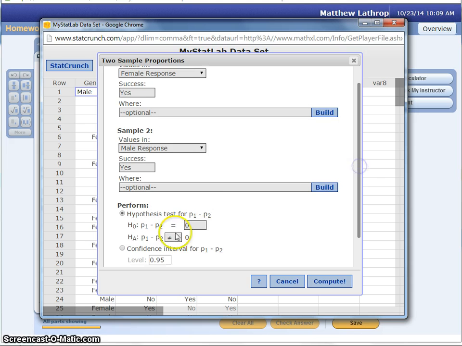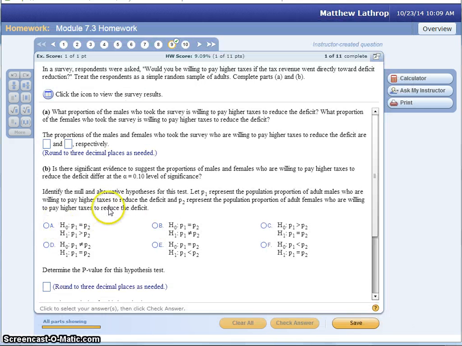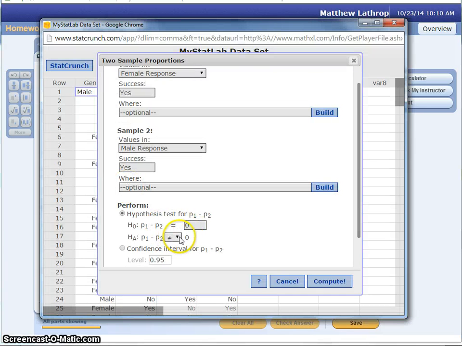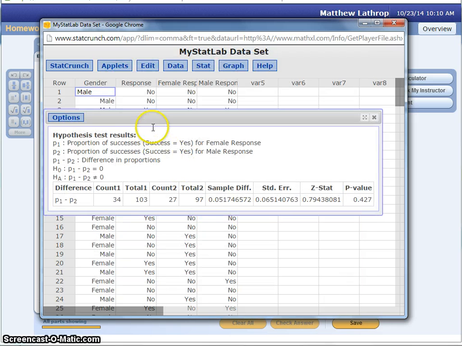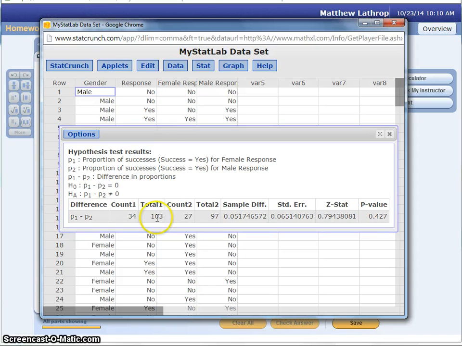The other piece of information we'll need is to set up our hypothesis test, which if we flip back, let's see. The claim is: is the proportion of males and females who are willing to pay higher taxes different from each other? So in this case, we would want an alternative hypothesis of not equal to. So we can click compute, and we generate a series of results here.